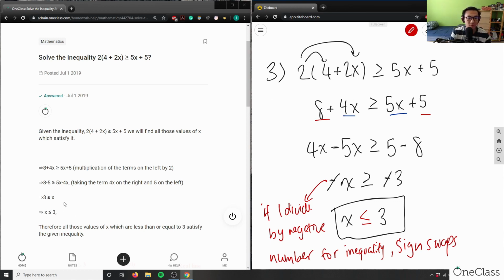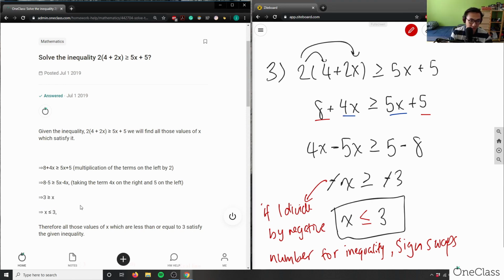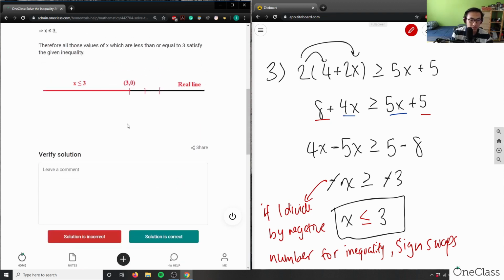Yes, this here is the correct solution. So it's less than or equal to 3. And they even did a number line, which is awesome. So I can say here, this is a great solution and analysis.